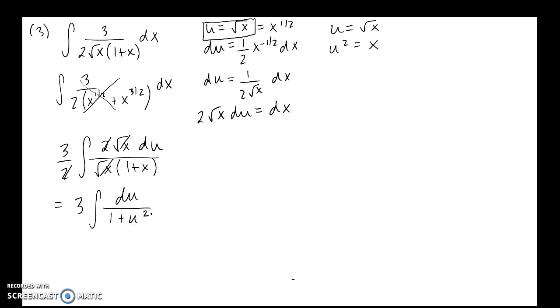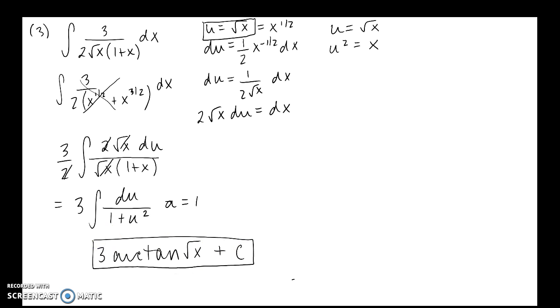So if I make that replacement, now my integrand is the arctan function. So a will be equal to 1. So the antiderivative is 3 arctan of u, and we pick u to be square root of x, plus c. So you have all these rules to use. You have to manipulate the integrand so that we can get it into one of those possible rules.